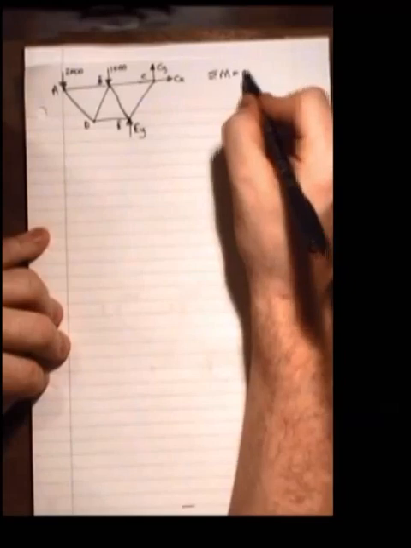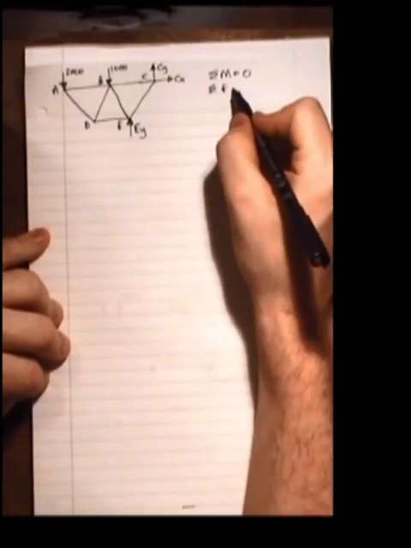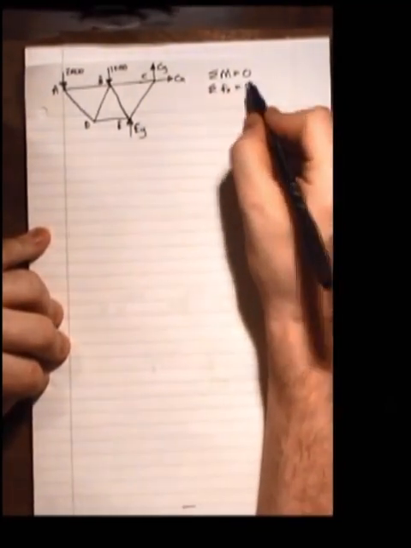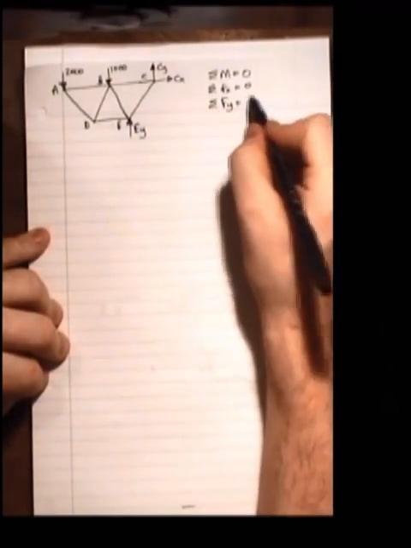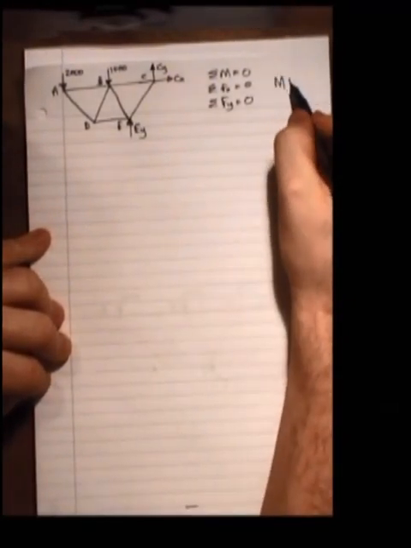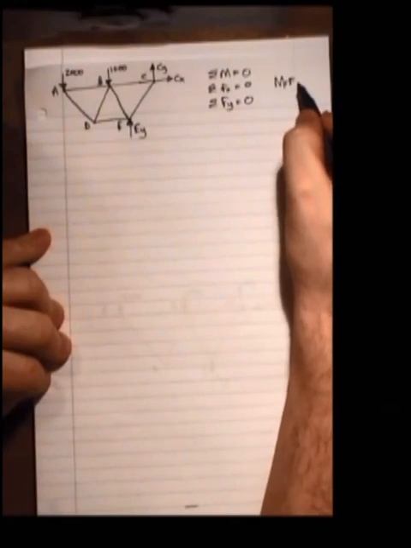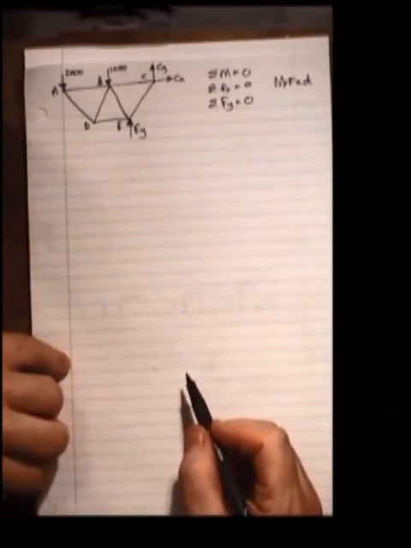Now we've got 3 equilibrium equations. Sum of moments around any particular point is 0. Sum of forces in a horizontal direction is 0. Sum of forces in a vertical direction equal 0. And the formula that you've been introduced to so far is moment equals force times distance.